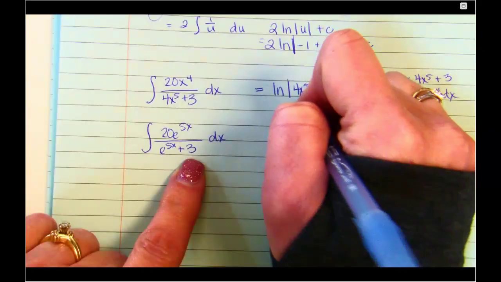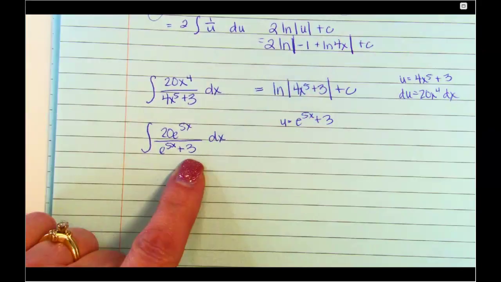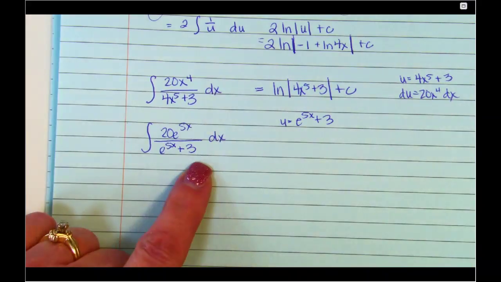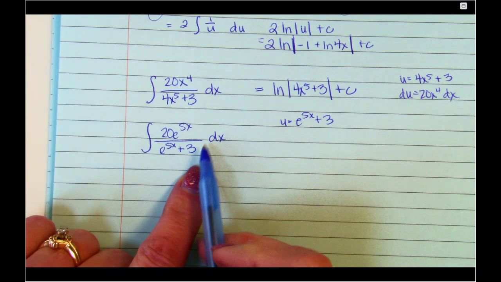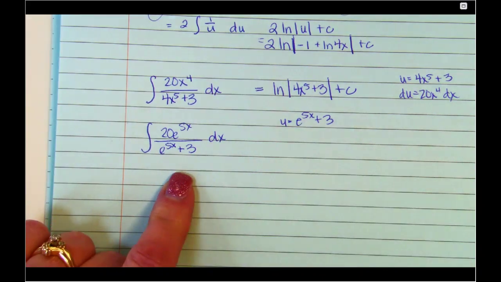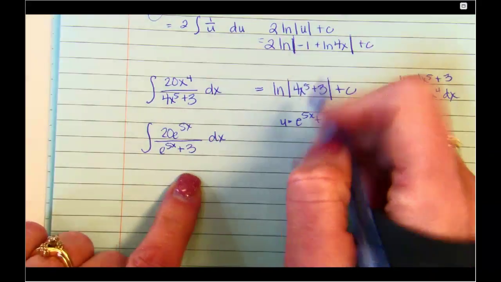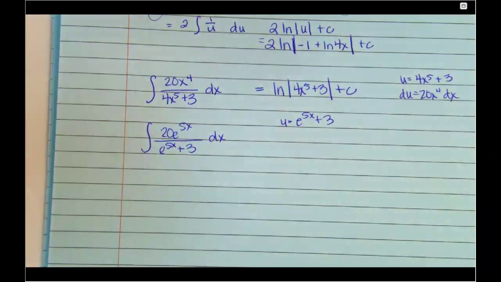E to the 5x plus 3. Garrett said, well, how do you know it's the plus 3 and not just the e to the 5x? If you do just e to the 5x, you get what I got. You don't want to do that. So the whole thing, because then you can get rid of the whole thing and you have just a u on the bottom. So if you have a u to the something solid on the bottom, I'm going to be careful saying this. Never mind.